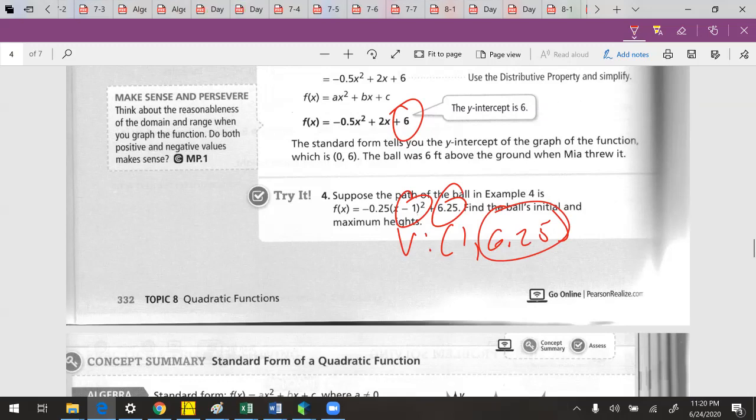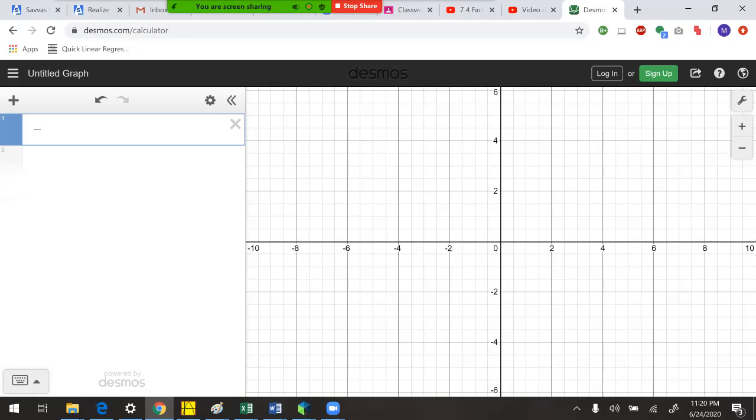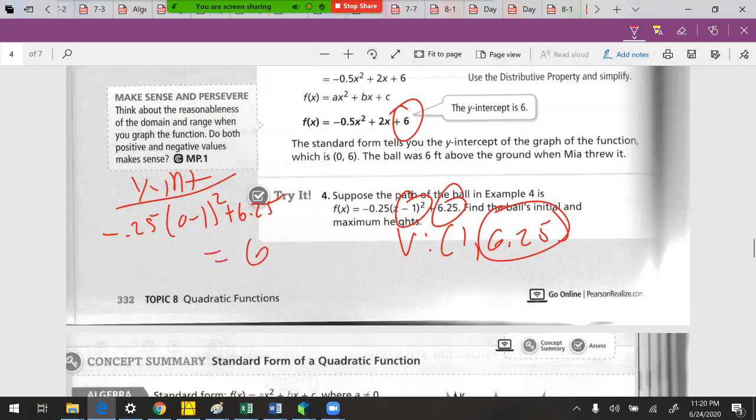Now let's find the y-intercept. And actually, we can do it without even using the standard form. Just plug in 0 for x. Negative 0.25 multiplied by 0 minus 1 squared plus 6.25. If we use Desmos to find that answer, let's do it. So negative 0.25, 0 minus 1 squared plus 6.25. There you go. It is 6. That's the final answer. So it's going to be 6. There's your y-intercept.